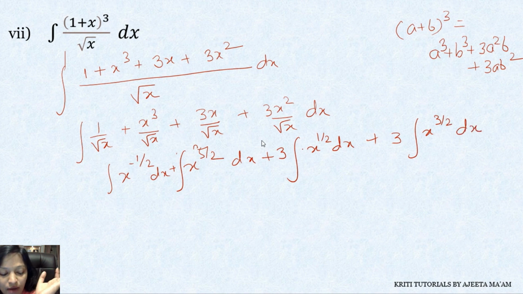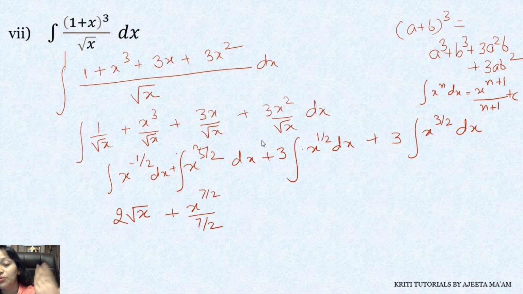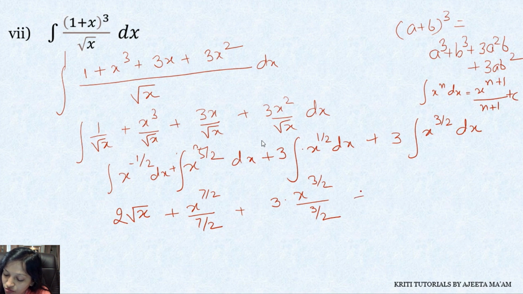Okay, now let's work out the powers and everything. So what will you get? x raised to minus half becomes x raised to half upon half, so it becomes 2 root x. Again the power rule only. So in this question we are going to use the power rule everywhere, the x raised to n formula. Right? So this is what I have here with me. Now x raised to 5 by 2 becomes x raised to 7 by 2 by 7 by 2, so this will become 2 by 7 on reciprocal. Now 3, x raised to 3 by 2, and this will also be divided by 3 by 2. Right? Now 3 by 2, when 1 is added, gives 5 by 2.